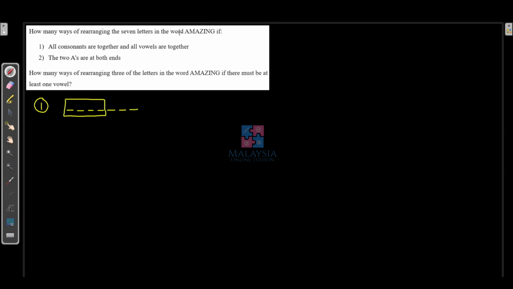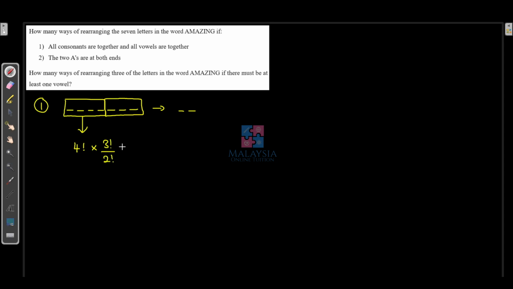And then for the vowels, we have A, I, A. The A is repeated, we have 2 A's. After we make them into a group of consonants and a group of vowels, we will have 2 groups. For the consonants, like I said, we don't have any repeated consonants, so that is going to be 4 factorial. They can rearrange themselves inside the group. And then for the 3 vowels, we have 3 factorial. But since we have repeating A, we have 2 A's just now, we are going to be dividing by 2 factorial.